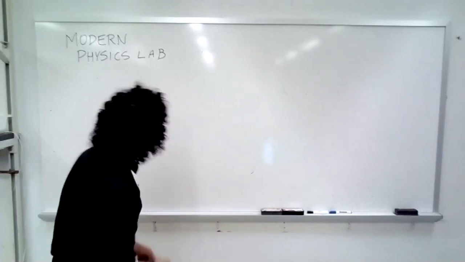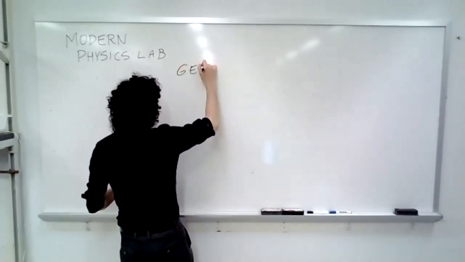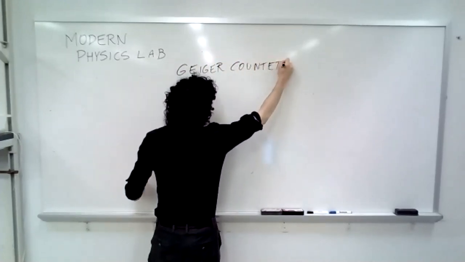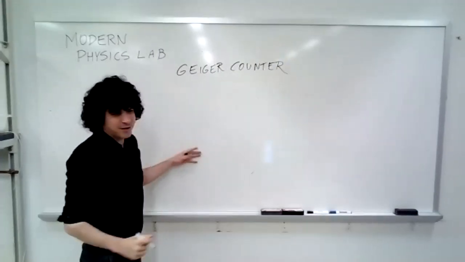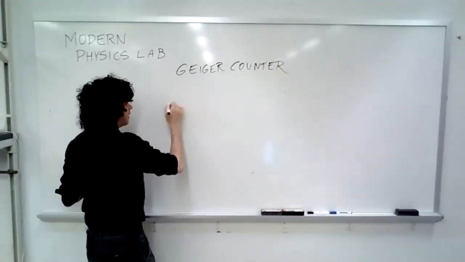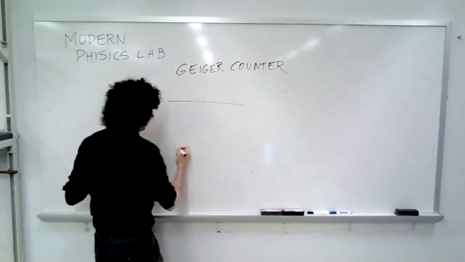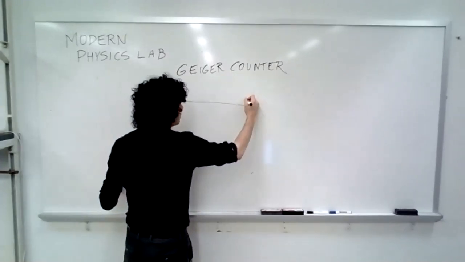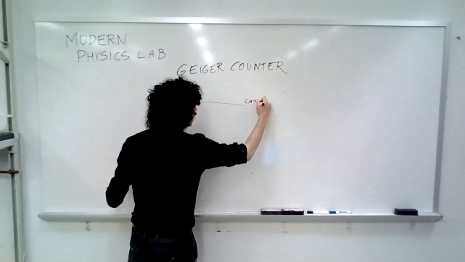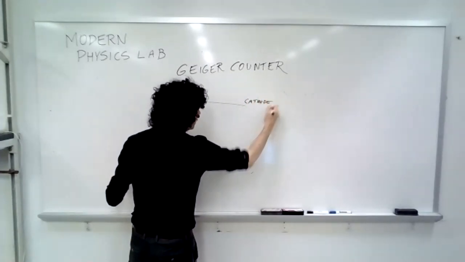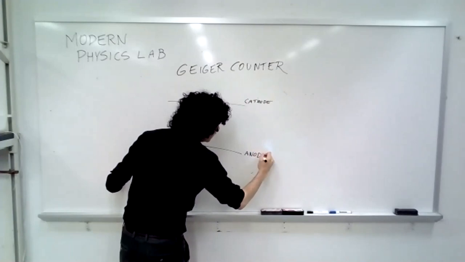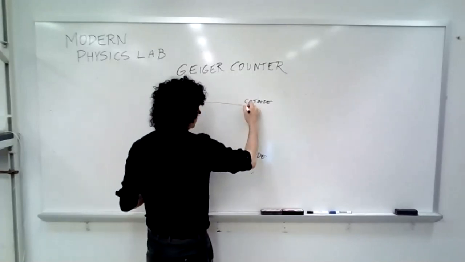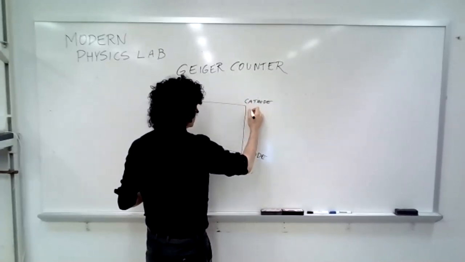So the Geiger counter has a Geiger-Miller tube. So it's a tube with, let's say, a capacitor. Two plates. One is called the cathode, and one is called the anode. And there is a gas on the inside. So this is closed.